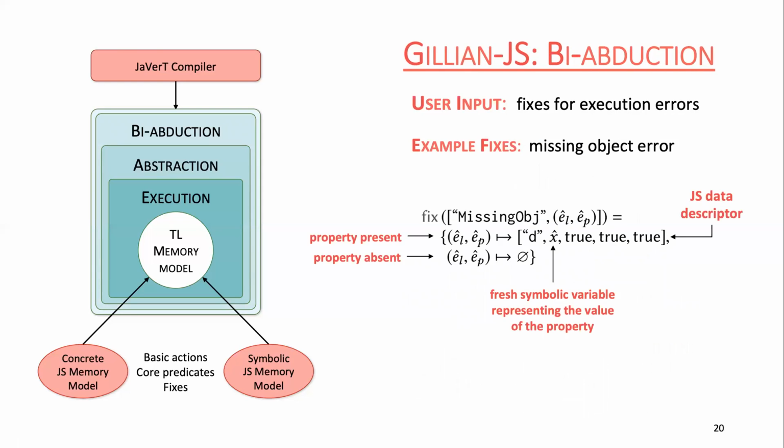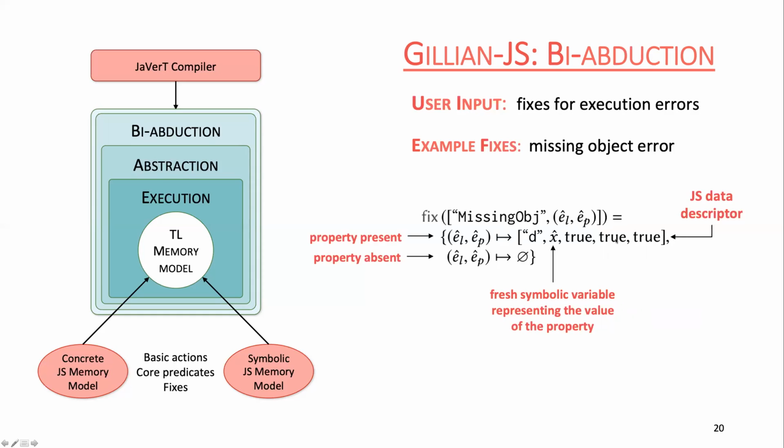In bi-abduction, we have the idea of fixes from errors. So I've given you this missing object error where there wasn't a location, and we got the information about the symbolic location and symbolic property. I actually walked through the case in the concrete case, not the symbolic case. But we have the same thing happening in the symbolic case. And there's two possible fixes. One fix is saying we fix by adding this new location property symbolic pair with a symbolic value.